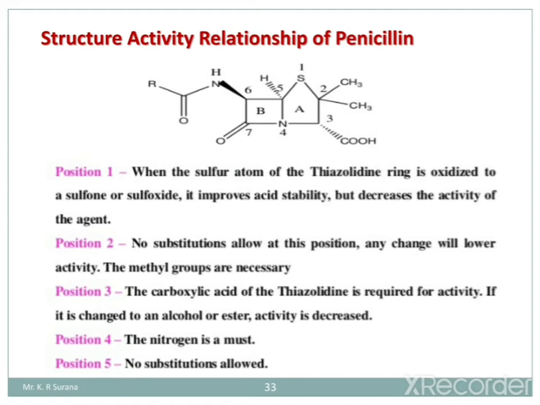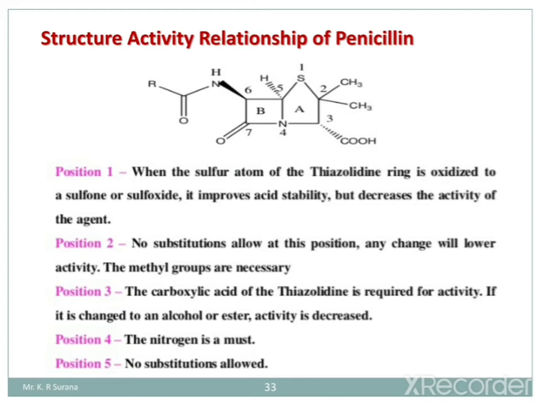Okay, so this carboxylic group is required for activity. If it changes to an alcohol or ester, the activity decreases. At position 4, nitrogen is a must for activity. At position 5, no substitution is allowed.